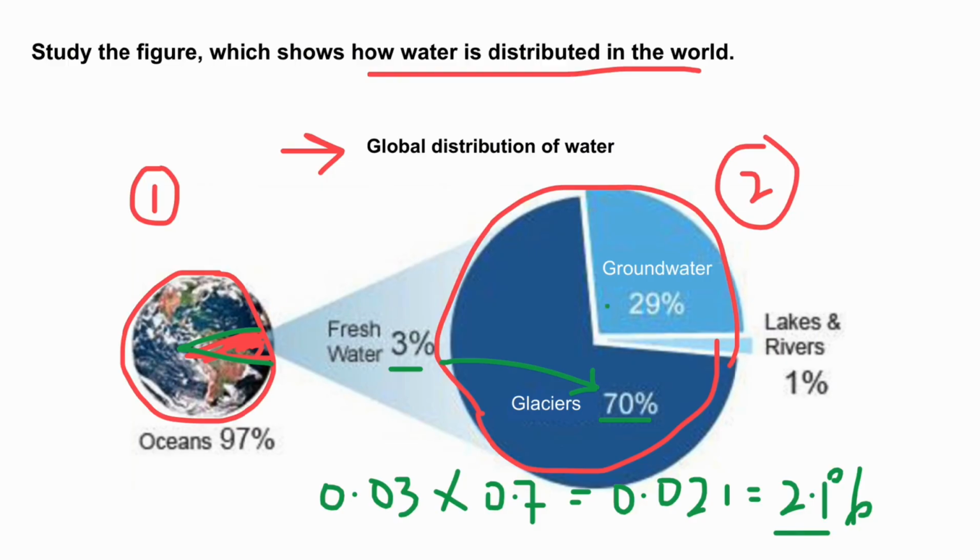Okay, picking another example, if you look at lakes and rivers, let me just use another color here. If the question asks you, lakes and rivers, how many percent of water is stored in lakes and rivers compared to the entire world? What I have to do is take 3% times 1% to get my answer. Similarly for groundwater, if they ask you, how many percent of water in the entire world is groundwater? I take 3% times 29%.